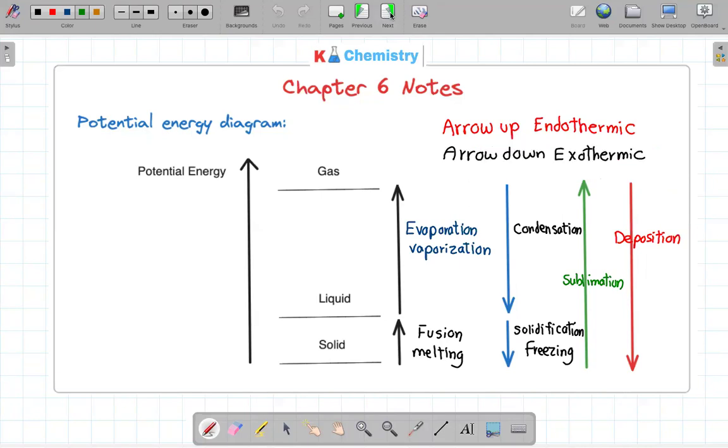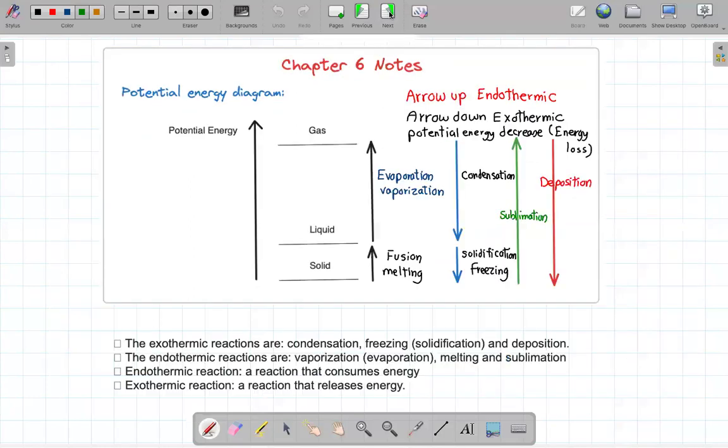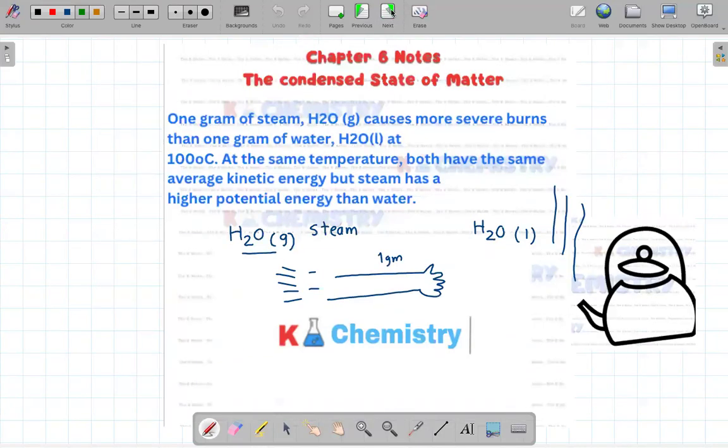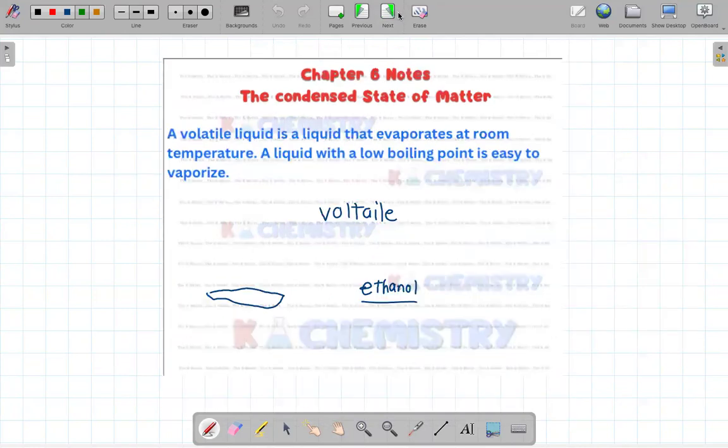So we saw these reactions in the potential energy diagrams, where the arrow going up is endothermic, while the arrow going down is exothermic. We explained how a gram of steam causes more severe burns than a gram of water because of the difference in the potential energy. Then go back to lessons 1 to 6 to get the detailed explanation.